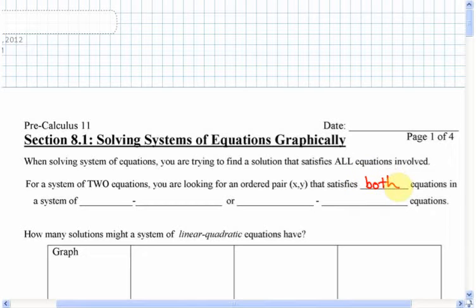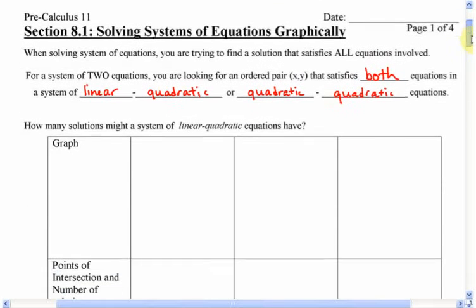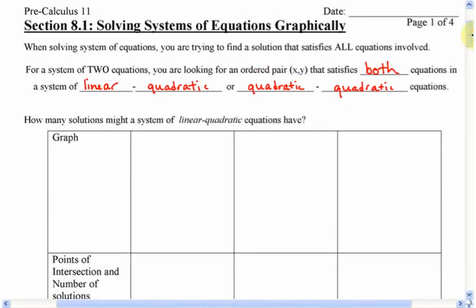There's really two types of systems that you'll see in this section. There's a type where you're combining a linear with a quadratic, so that's a line with a parabola, or you'll see a type of system called a quadratic-quadratic system of equations. Well, how many solutions might a system of linear quadratic equations have?